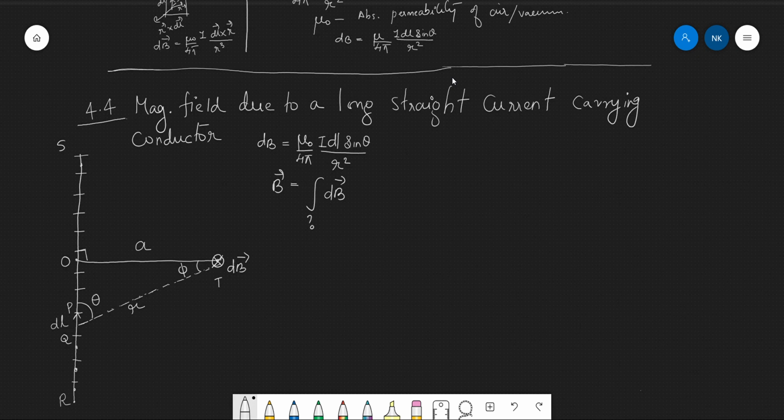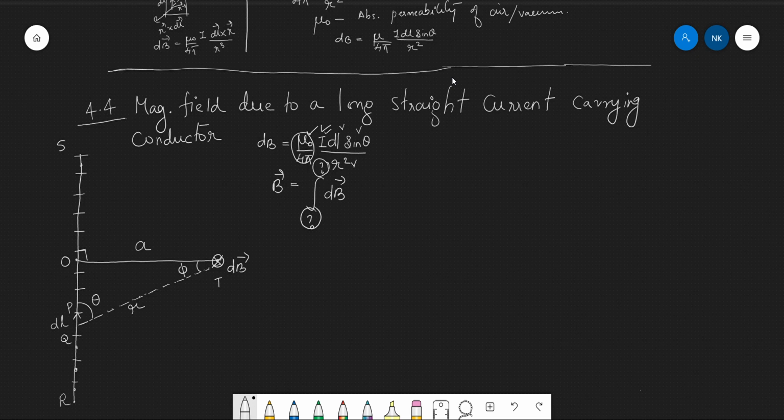The thing is, integration from where to where, the limit, that's something very important. Before that, in this particular expression, we need to check which are the constants and which are the variables. Here this one is a constant, and this is a variable. Here this one is a variable, this one is also a variable.